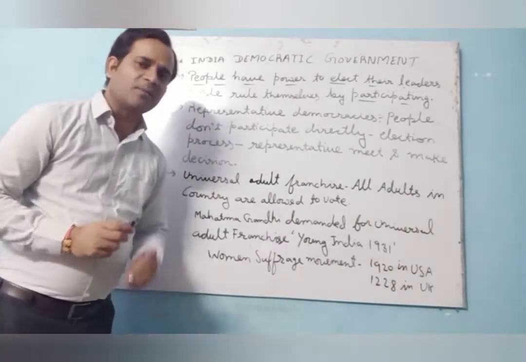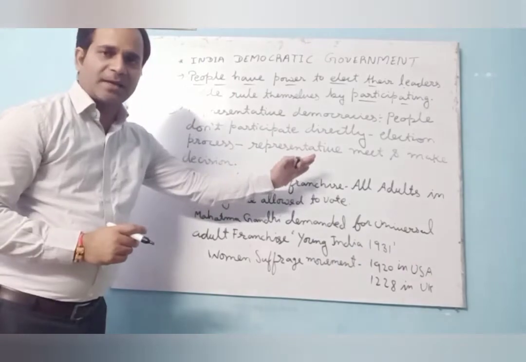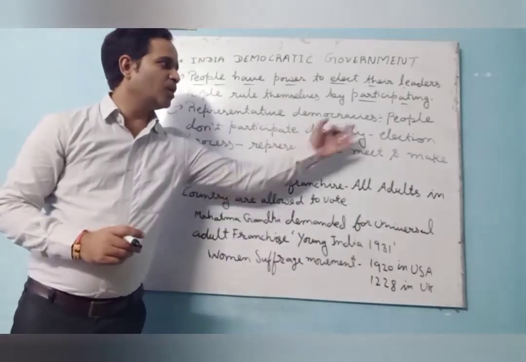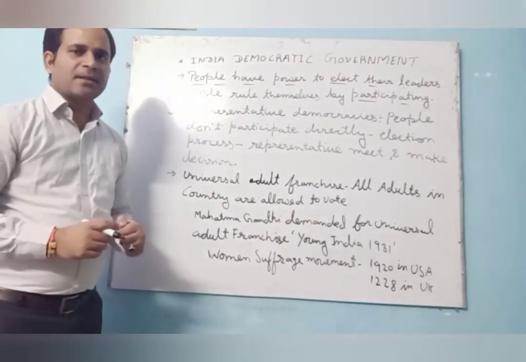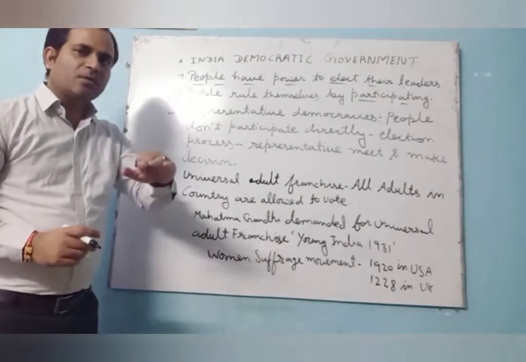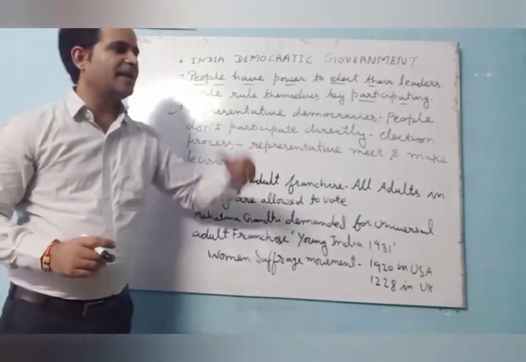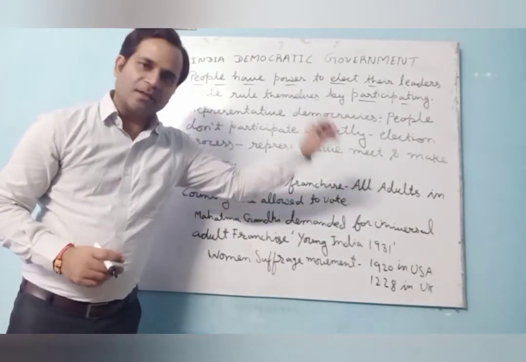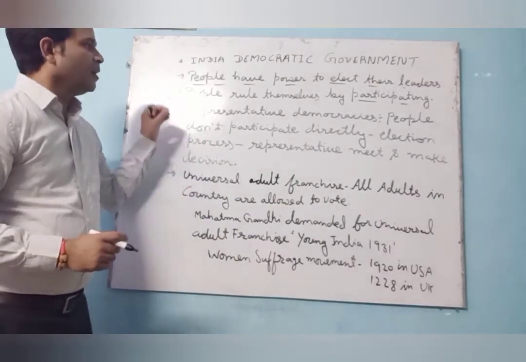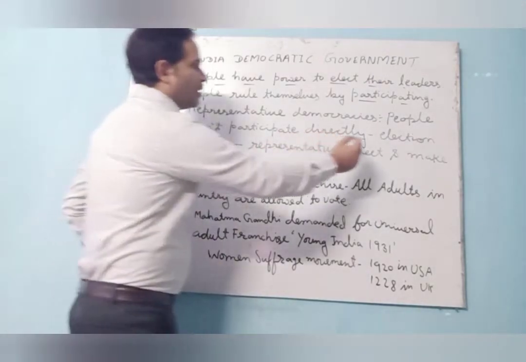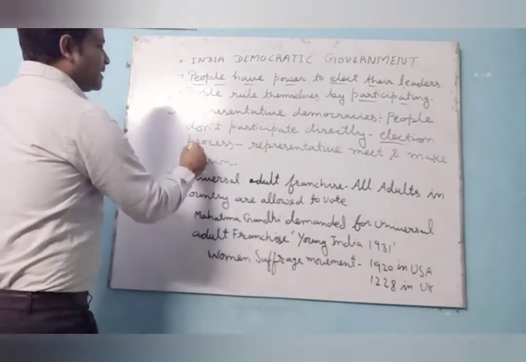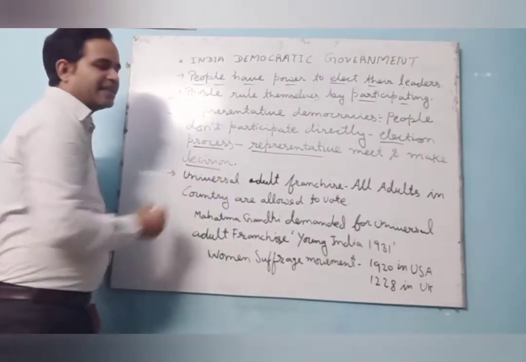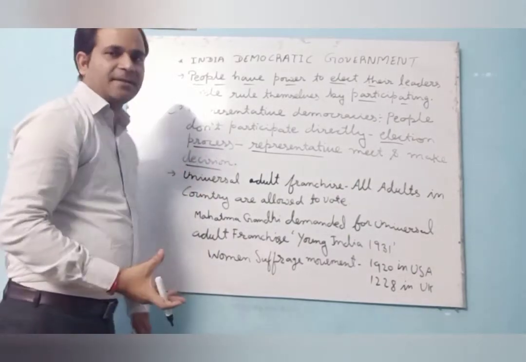Third one is representative democracies. Here in India, what type of democracy is there? Here it is representative democracy. It means that the people don't participate directly, as I said. So we participate through election. In the next class, next video, I will tell you how the elections take place. So do we, the people, participate directly or indirectly? We do not participate directly, we participate indirectly. Through what process? The process is the election process. Now the representatives meet and make decisions. This is the way that we are represented.